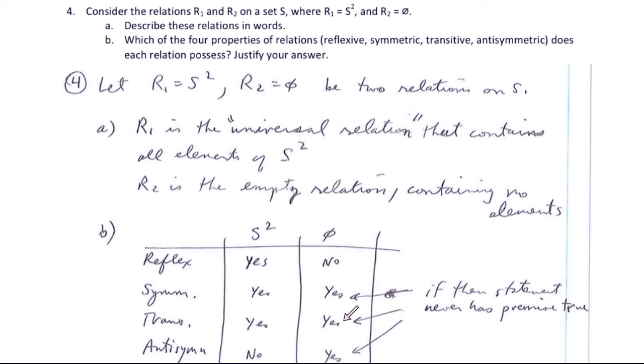And we know that in an if-then statement, if the premise is false, then the if-then statement is true. And so I'm saying that the empty relation is symmetric, transitive, and anti-symmetric due to that fact of if-then statements. Okay, hope that helps. Hope that's clear.